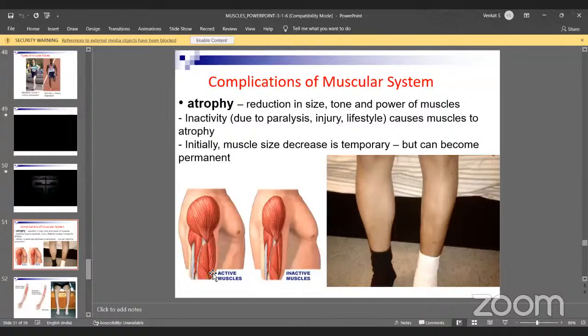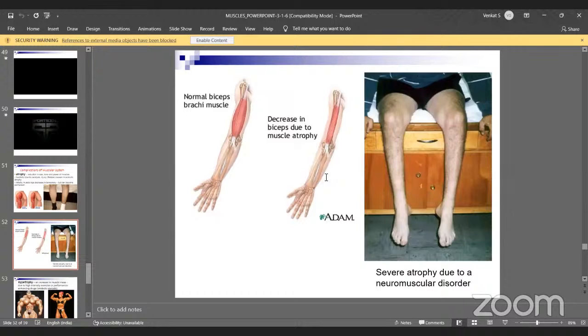Active muscles, inactive muscles. This is the active muscle, this is the inactive muscle. Complications of the muscular system, like atrophy: reduction in size, tone and power of muscles, inactive due to paralysis, injury, or lifestyle. Causes of muscle atrophy: initially, muscle size decreases temporarily but can become permanent. This is the difference between the relaxed and active state. Normal biceps muscle and decreased biceps due to muscle atrophy. Severe atrophy due to a neuromuscular disorder.